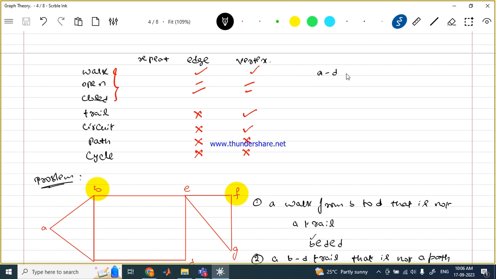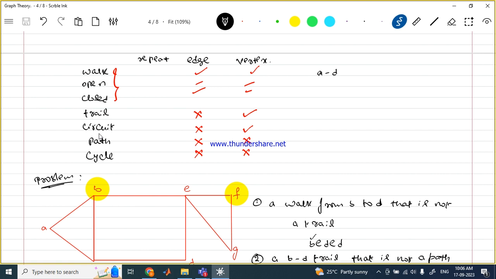And open refers to what? The end vertices are different. Closed means end vertices are same. So trail is an open walk in which no edge is repeated. You can have the repetition of vertex, but it is not a must.